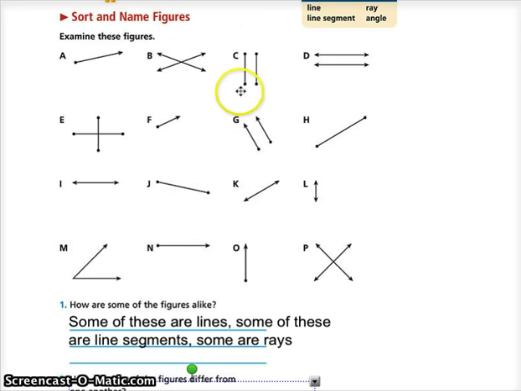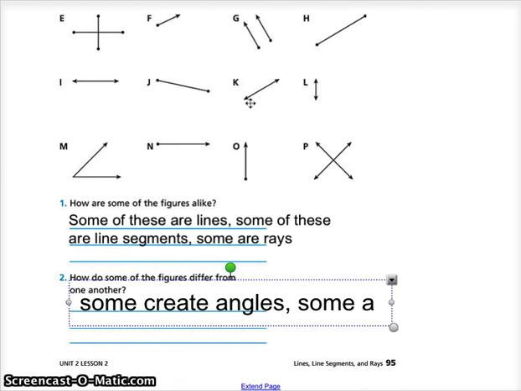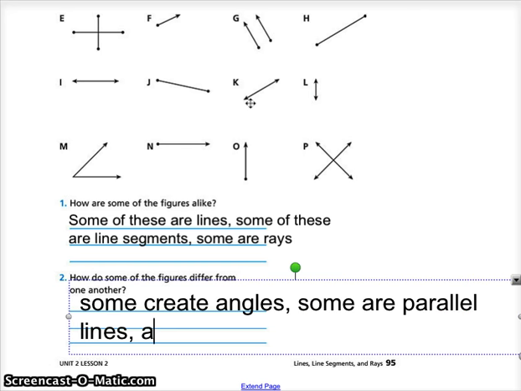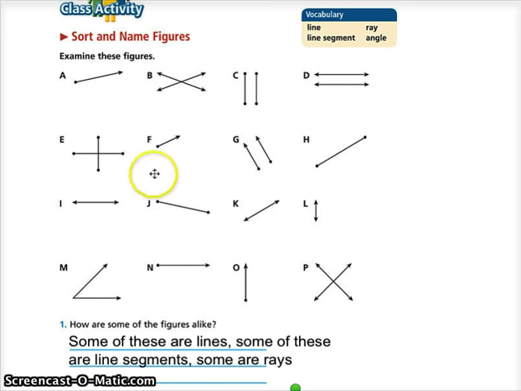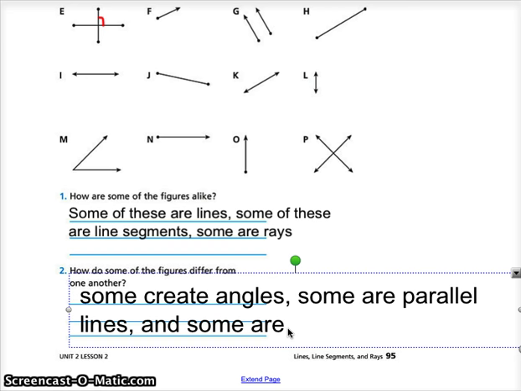What do we call it when two lines are right next to each other but they would never cross? We call those parallel lines. So some are parallel. And if they cross and they make a right angle, what do we call those? Those are called perpendicular lines. So some are perpendicular.